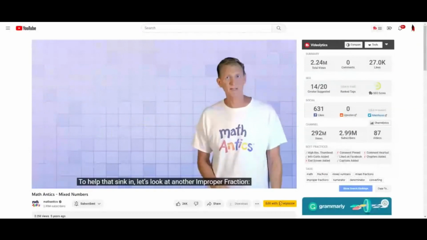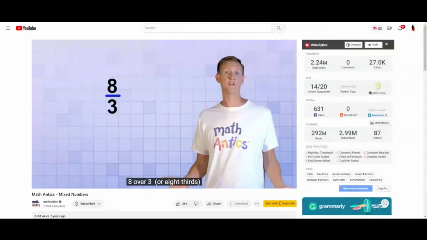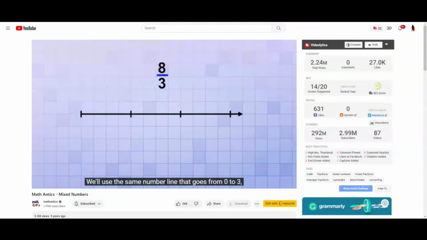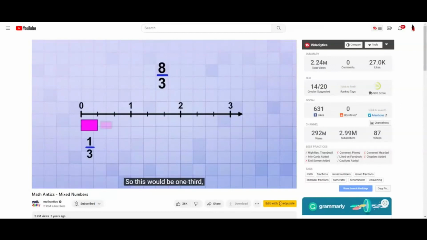To help that sink in, let's look at another improper fraction, 8 over 3, or 8/3. We'll use the same number line that goes from 0 to 3, but this time, let's subdivide each whole number into 3 parts to make counting thirds easier. So this would be 1/3, this is 2/3, and this is 3/3. Oh, there's a whole fraction already.